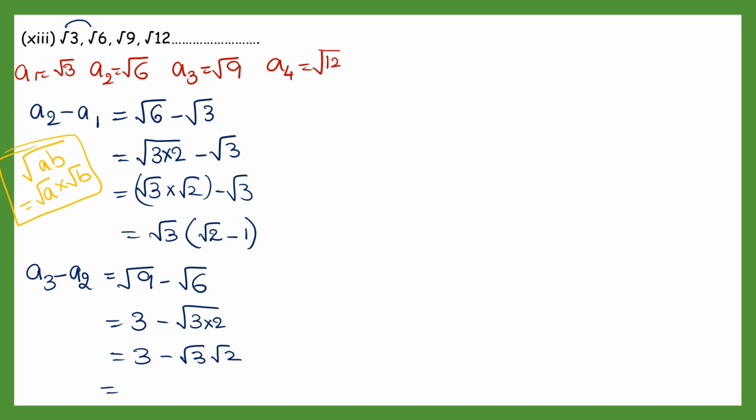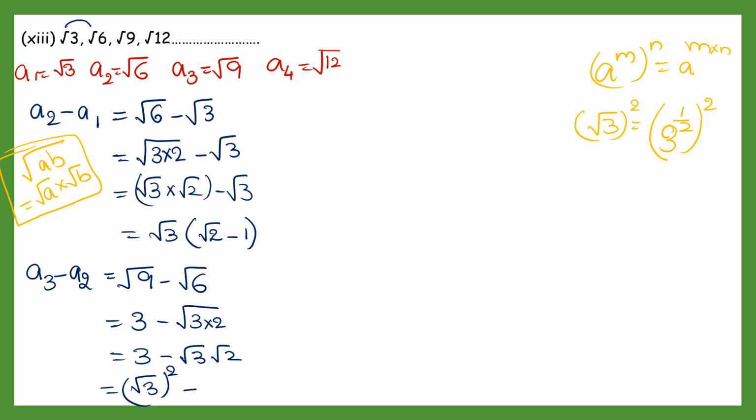So let's see, this you can write what? 3 can be written as root 3 whole square. Why? A power m whole power n is nothing but a power m into n. This you know, right? Now I wrote root 3 whole square. Root 3 means what? Root means power 1 by 2. Root 3 means 3 power 1 by 2 whole square. So a power m whole power n is a power mn. So 3 power 1 by 2 into 2, the 2s get cancelled. You get 3 again. So 3 can be written as root 3 whole square.